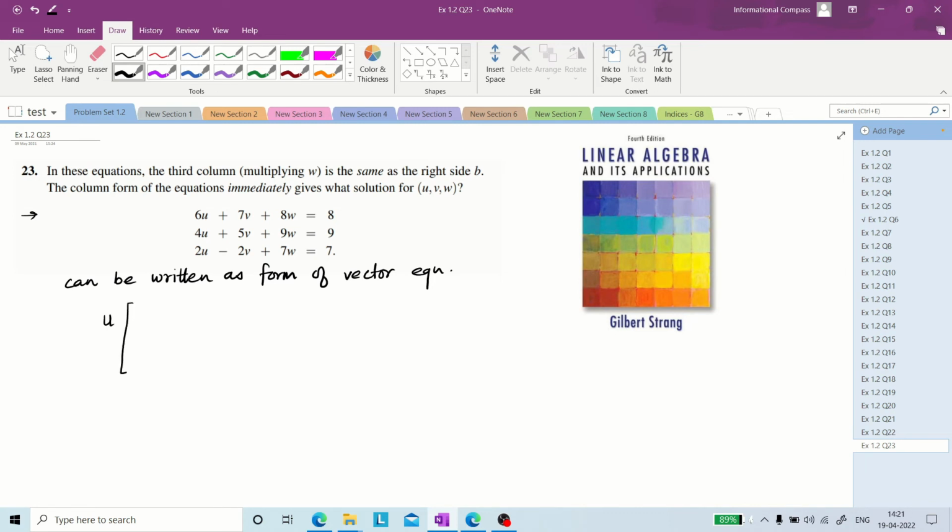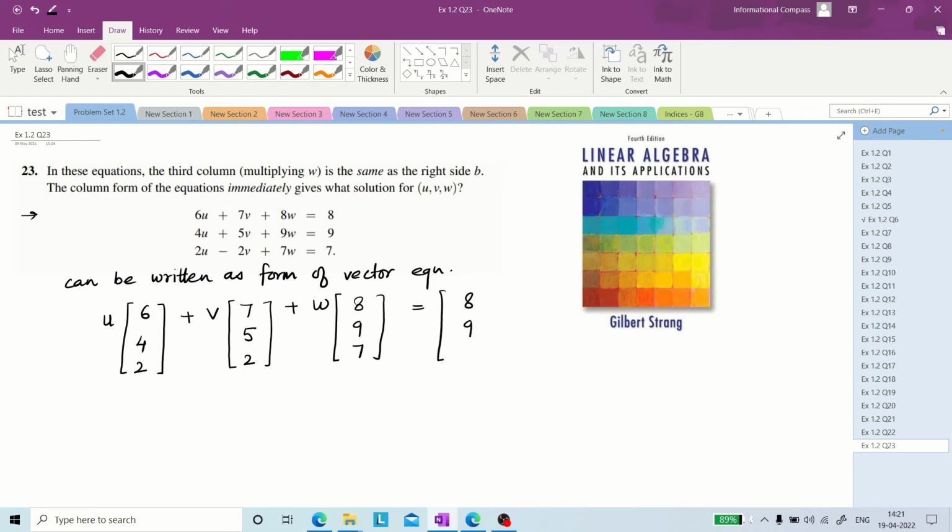So what do we have? We have u times (6, 4, 2) plus v times (7, 5, 2) plus w times (8, 9, 7) equals again (8, 9, 7). Got it? So since we notice that the last column is the same as the solution on the right hand side, that immediately gives us a solution (u, v, w) equals (0, 0, 1), and there is no additional computation needed.